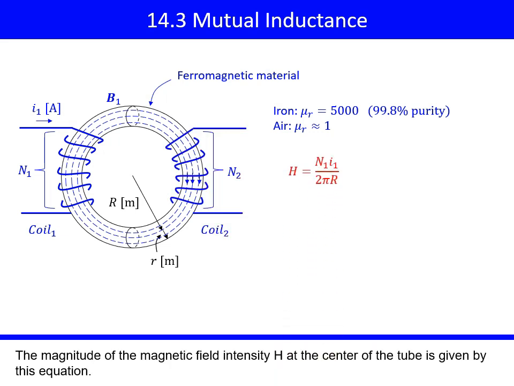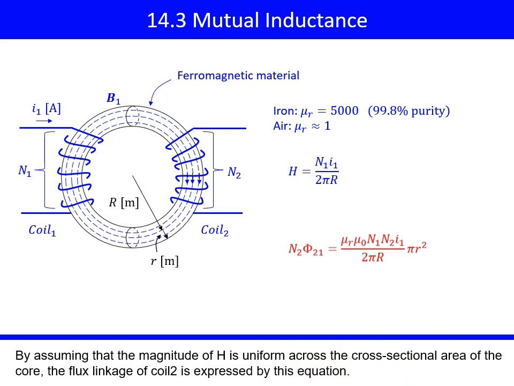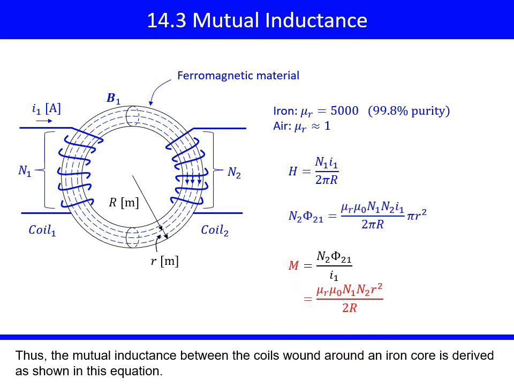The magnitude of the magnetic field intensity H at the center of the tube is given by this equation. By assuming that the magnitude of H is uniform across the cross-sectional area of the core, the flux linkage of coil 2 is expressed by this equation. Thus, the mutual inductance between the coils wound around an iron core is derived as shown in this equation.